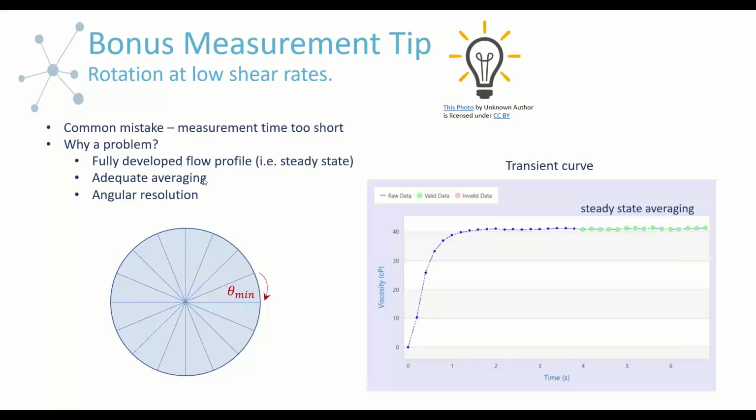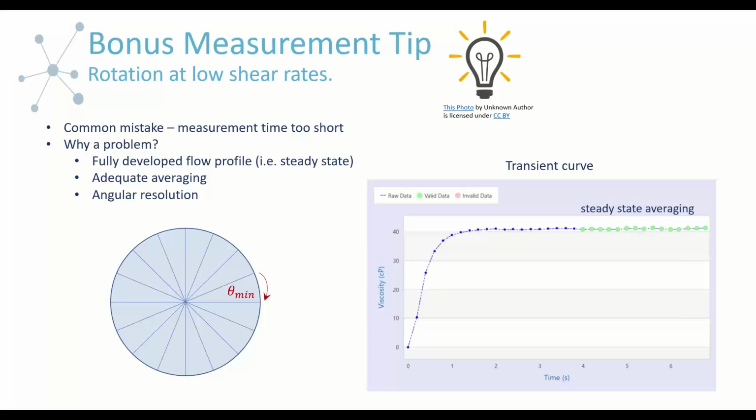And the averaging is important if you're operating at these very low rates, because if you're operating at very low rates, you're also likely down at the lower end of the torque limit. And so there's more noise, and you want to try to improve things by getting a decent amount of averaging.